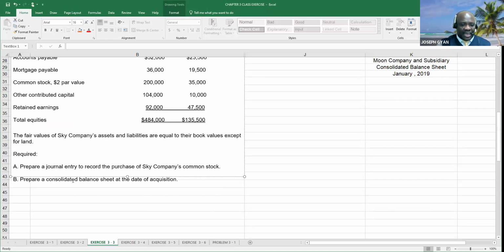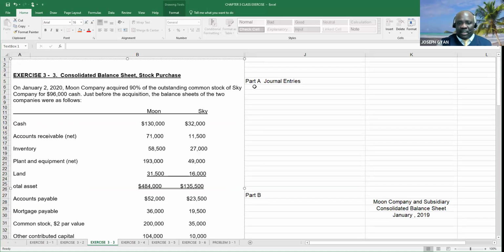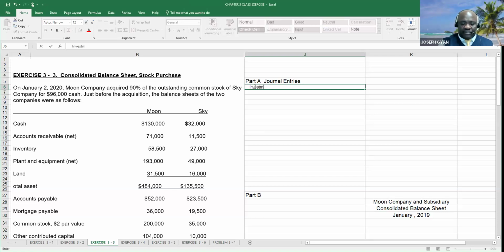So the journal entry, part A, they want you to prepare the journal entry to record the purchase of the Sky Company common stocks. And B, prepare a consolidated balance sheet at the date of the acquisition. So we are making an investment here. For part A, we debit our investment in the Sky. This time we are not giving them stocks. We are giving them actual cash. We are paying cash here.